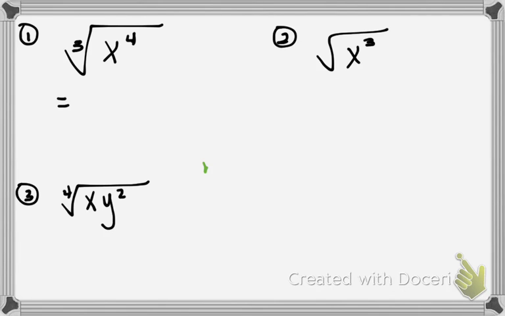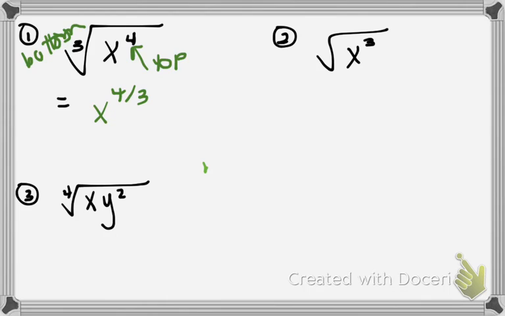Essentially, when we want to change from radical form into rational exponent form or fraction form, this guy is going to be our numerator, and whatever you see out here will be your denominator. So this is going to end up being x to the exponent 4 over 3.